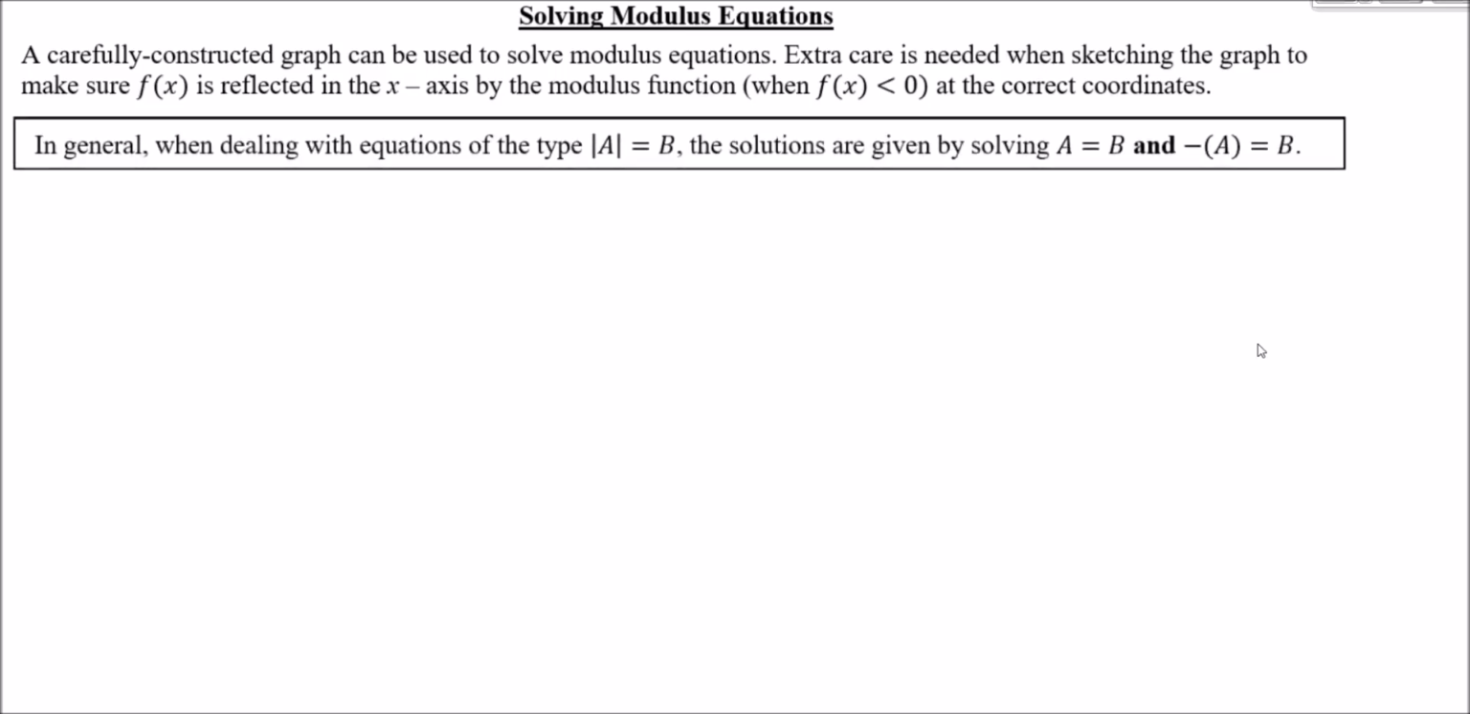So I've put in this box here how we would do it, just algebraically, not graphically. Generally speaking, if we've got an equation, mod A equals B, the solutions are when A itself is positive, simply A equals B, or if A were negative, the mod would force it to be positive by multiplying it all by a negative. So you also need to consider when minus whatever's in the mod equals B as well.